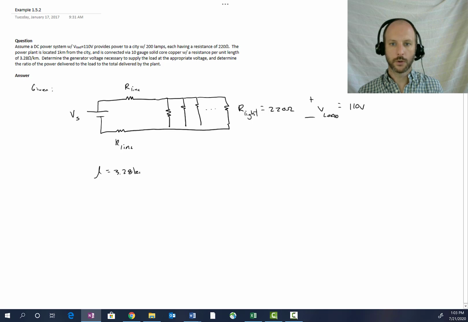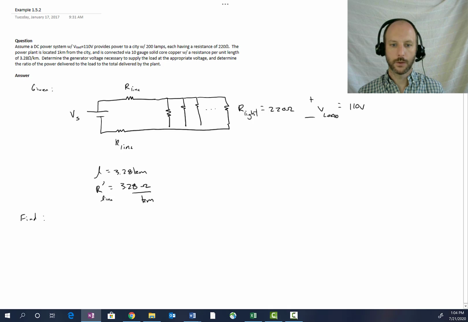We have a little bit more information that isn't included in that model. Sorry, it's not 3.28 kilometers. That's incorrect there. That's a mistake. It's 1 kilometer, and the resistance is 3.28 ohms per kilometer. When resistance is given per unit length, we always put a prime on it to indicate that it's a per unit length quantity.